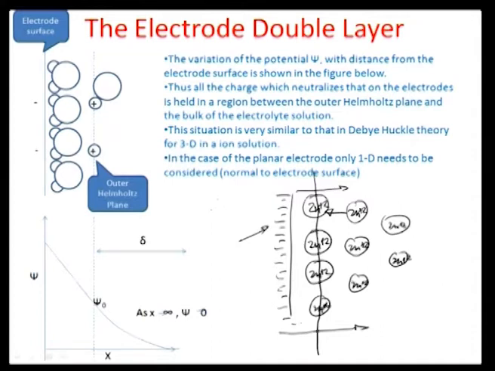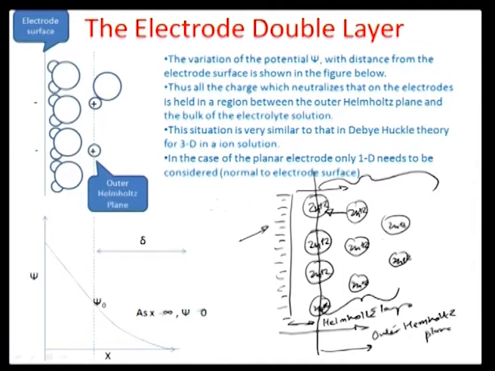Typically this layer is known as the first layer of charge, the Helmholtz layer, and this is demarcated by this outer Helmholtz plane. And this layer right here is a diffuse layer of charges. Therefore, in electrochemistry there is mostly a Helmholtz layer and then a diffuse layer, which has its own contribution in terms of capacitance. So this is CH and this is CD.